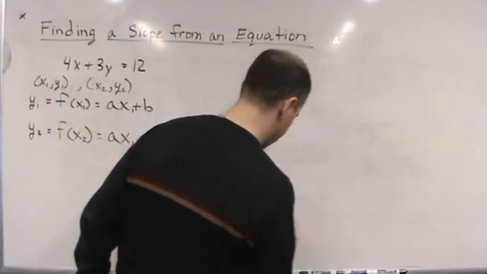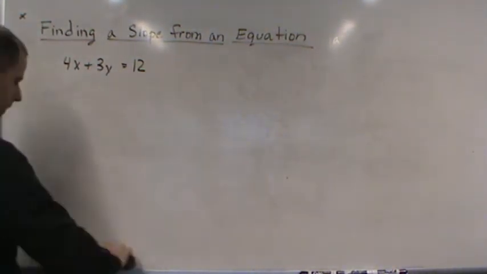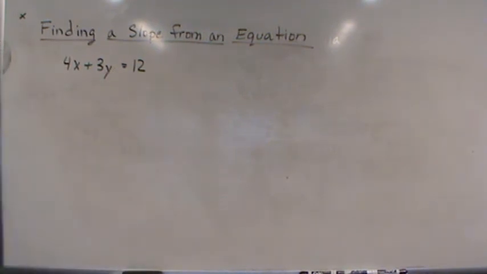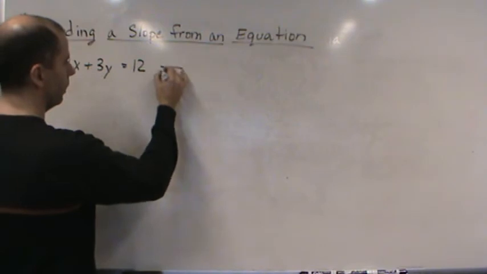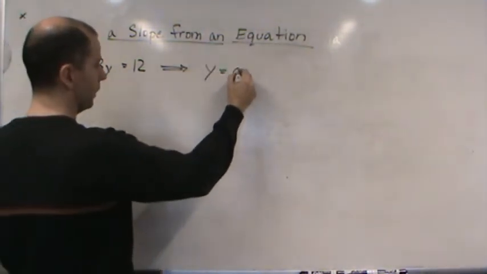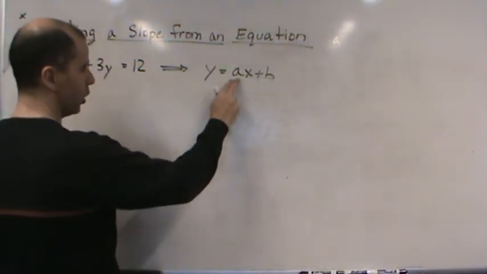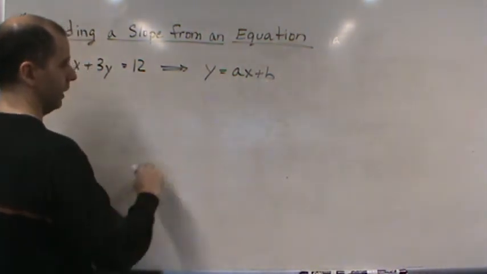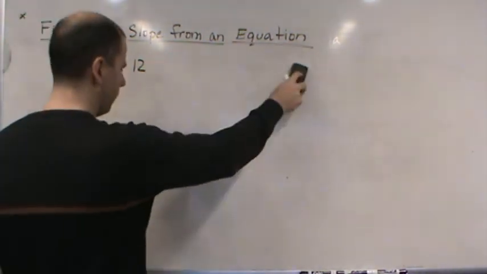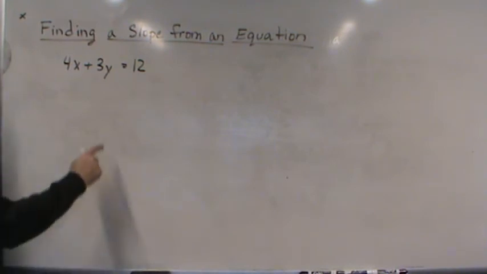So now, all that to show you this. If I have an equation in standard form, I have to make this into y equals ax plus b form. And we're going to call this the slope-intercept form, because a is the slope and b is the intercept. So all I have to do is solve for y. That's really what it comes down to. So let's solve this for y.